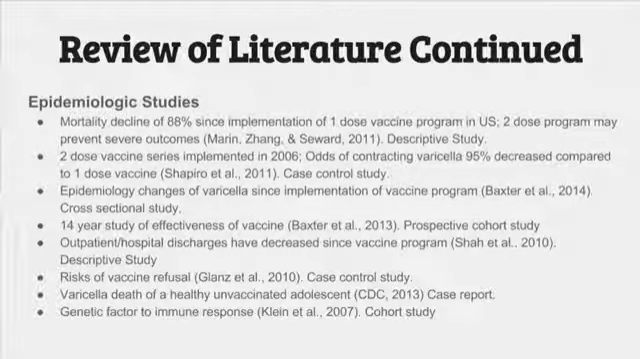Marin, Zhang, and Seward found a mortality decline of 88% since the implementation of the one-dose vaccine program in the U.S. by calculating the age-adjusted and age-specific mortality rates between the years 2002 and 2007. They hypothesized that the two-dose vaccine series may prevent severe outcomes from varicella infection. Shapiro et al., published in 2011, used a case control study to identify that the odds of developing varicella were 95% lower for children who had received 2 doses of varicella vaccine compared to the previously recommended 1-dose vaccine.